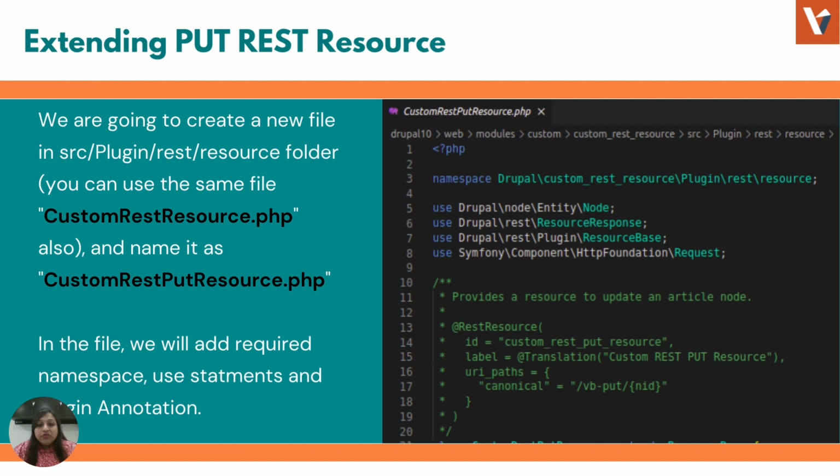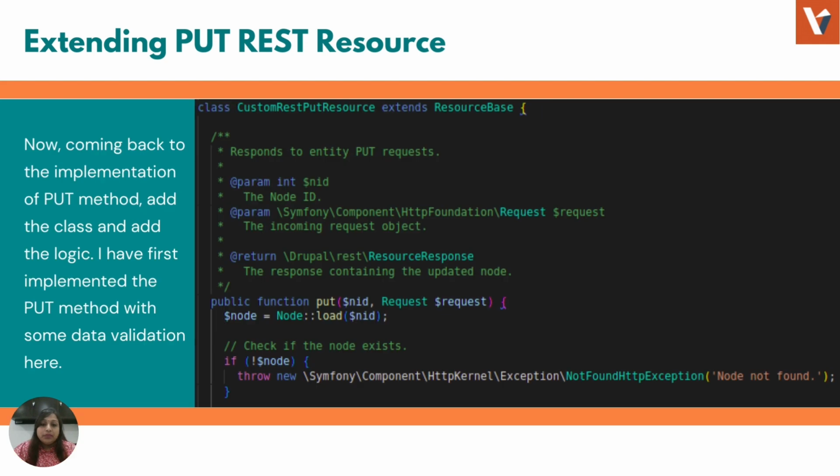Now I have added namespace where module name is important. Since we are performing update operation on node, we will be using use statement of entity node here. So I have added all required use statements and namespace along with the canonical of my plugin annotation. So in canonical, I have added VB put NID. NID is my request variable here. So based on this NID, it will be updating my node. Hope this much is clear to you.